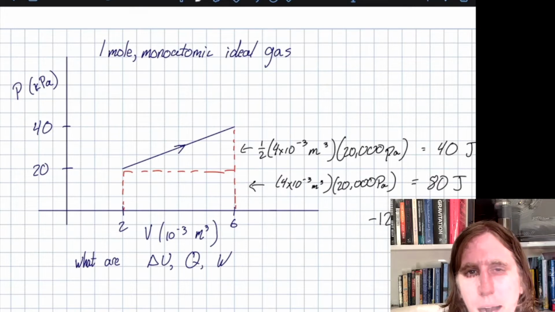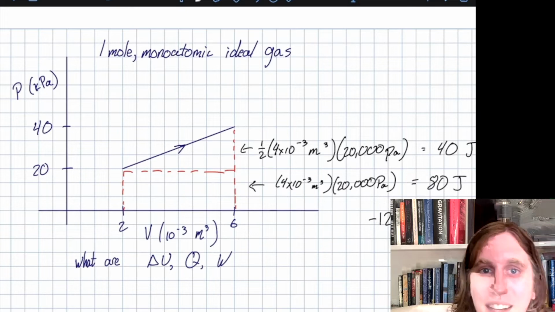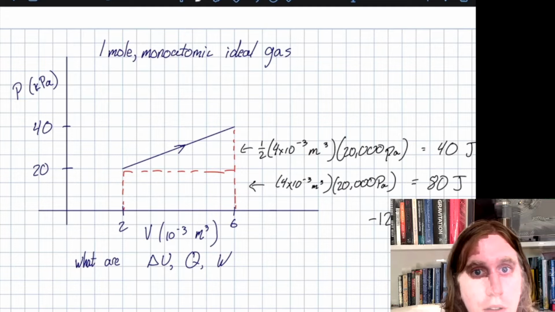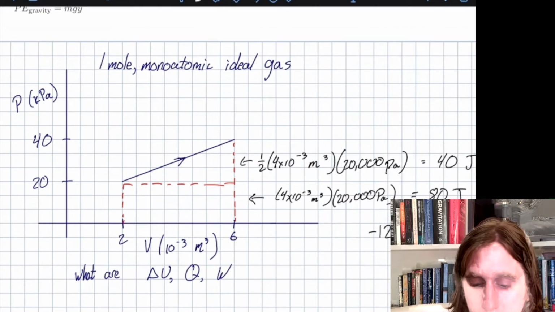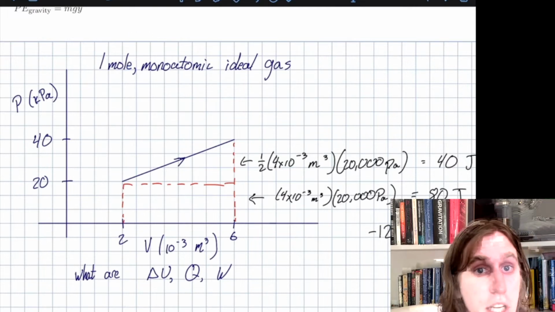So now let's think about delta U. You might say, well, we don't know delta U, and you'd be right, but we actually have all the information that we need to calculate it. We have pressure and volume at our initial and final states, and we know how many moles we have. It's just one. From this information, we can calculate a change in temperature.